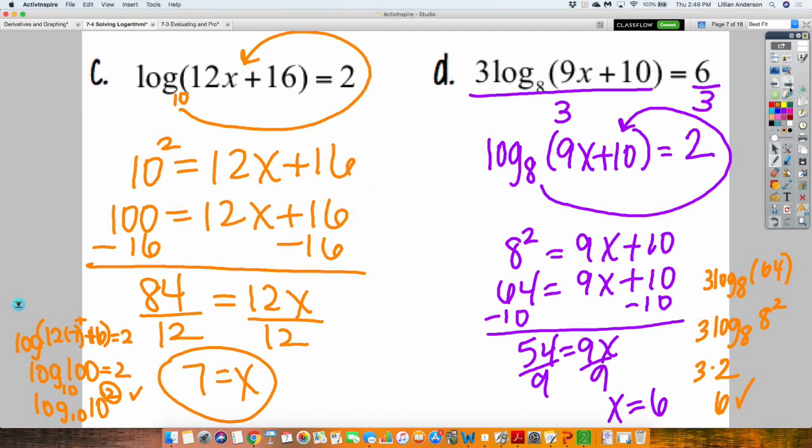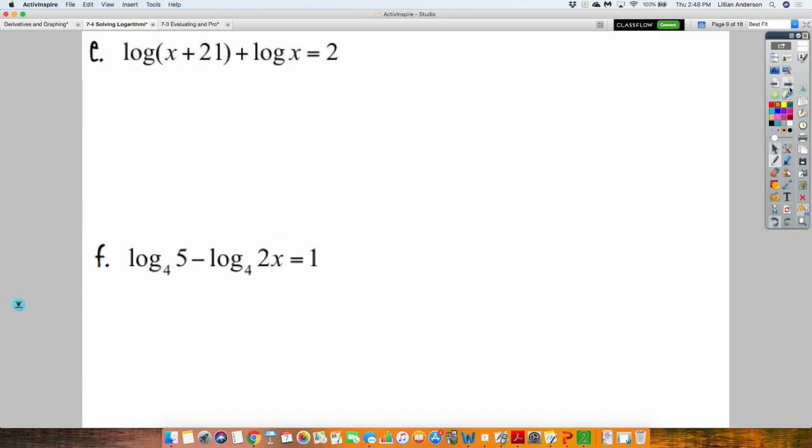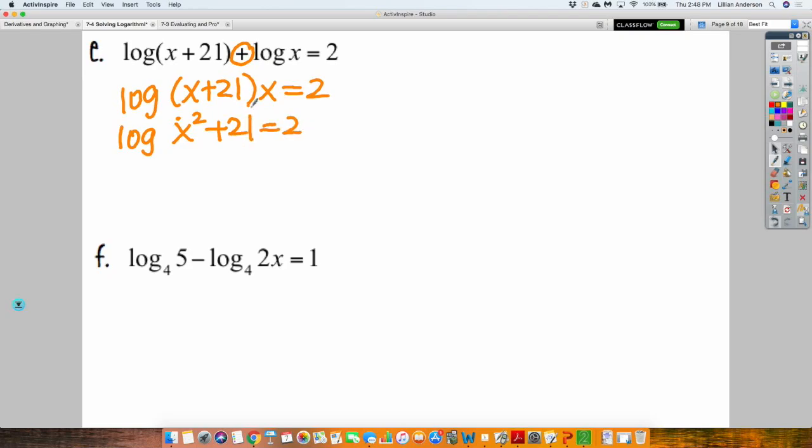Okay. So let's keep looking at some examples with E and F. We have 2 logs here. What are we going to have to do with this? We're going to have to condense using what rule? Multiplication, because it is an addition. So this turns into log of x times x plus 21 equals 2. Well, what's x times x plus 21? So this becomes x squared plus 21x equals 2.